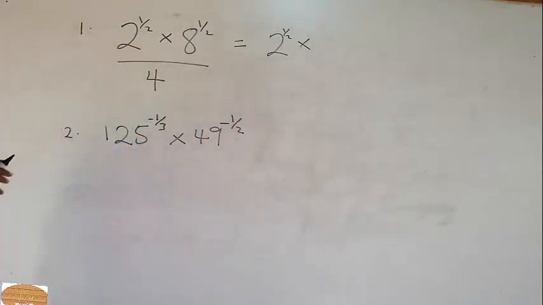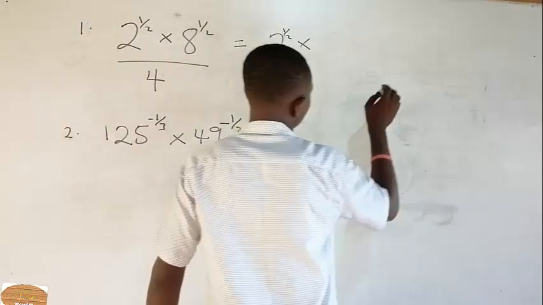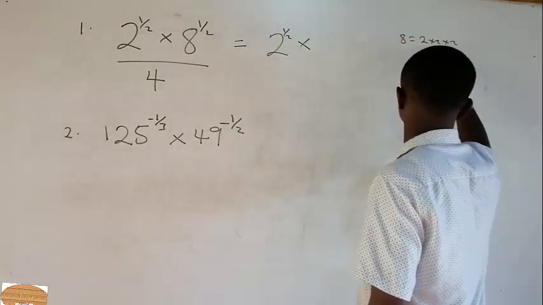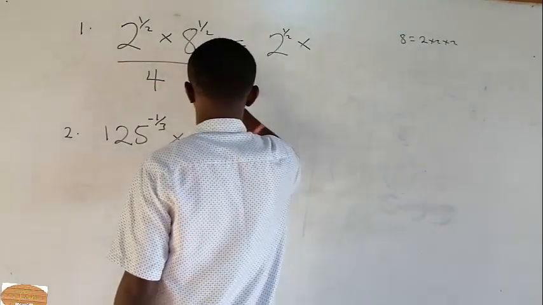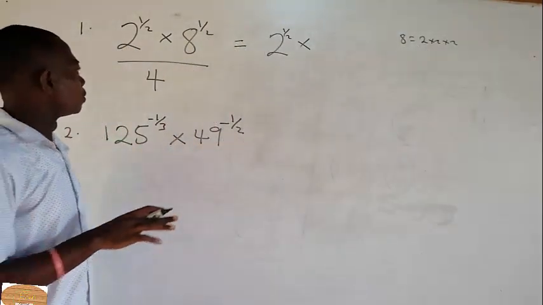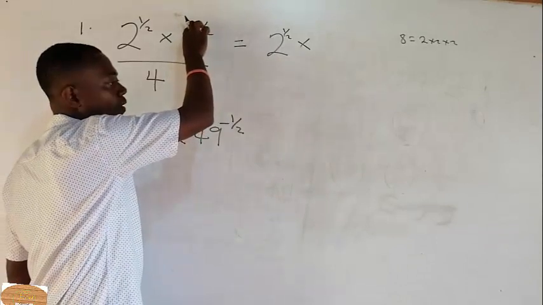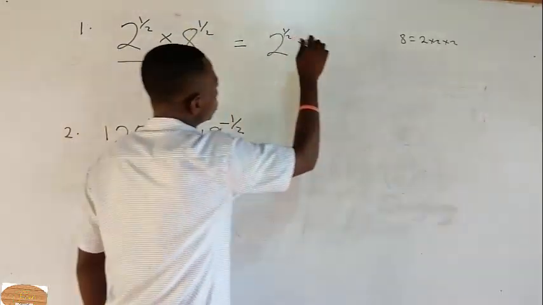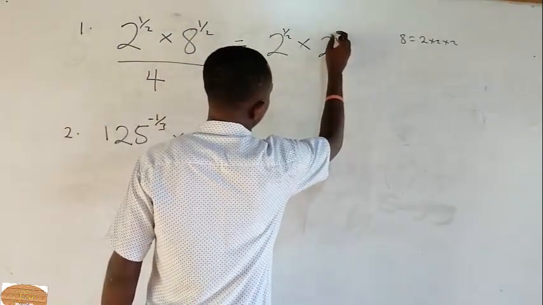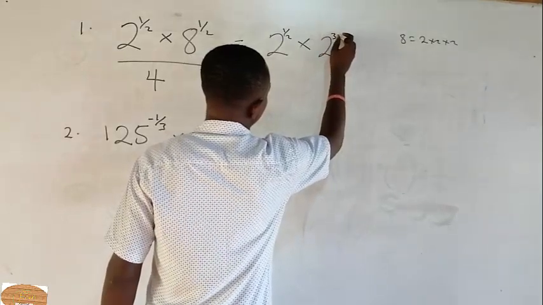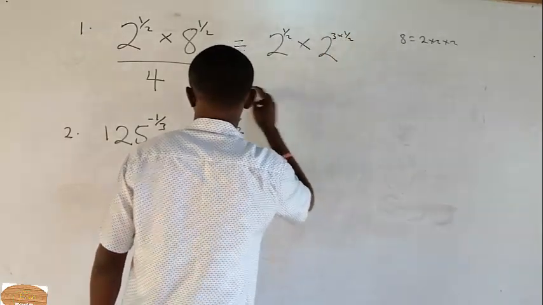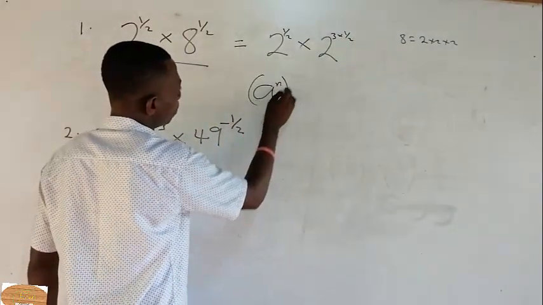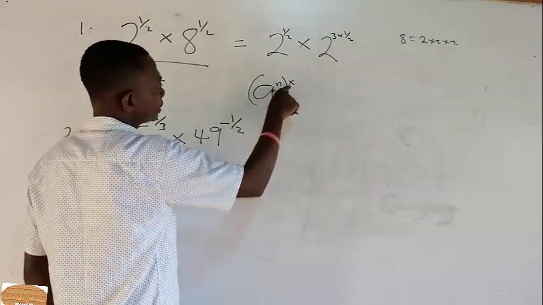So let's change this one. We know 8 is the same as 2 times 2 times 2: 2, 2 is 4, 4 times 2 is 8. So 8 is the same as 2 to the power 3. But we still have the exponent 1 over 2 there, so this is the same as 2 to the power 3, all to the power half. This is the third law: in case you are given a to the power n, all to the power x, you just multiply nx.